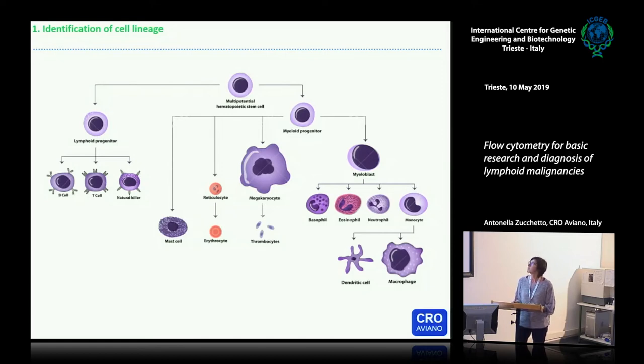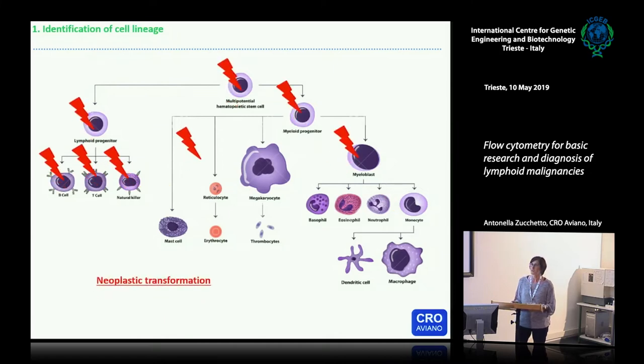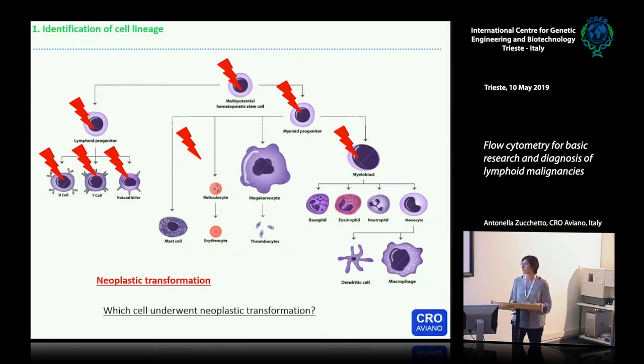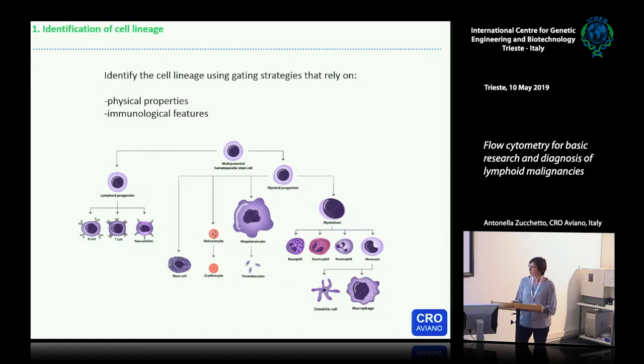So for the identification of cell lineage, these cells, as you can see, are very heterogeneous, and the neoplastic transformation can occur in all these cell lineages. So the question, when the patient presents with, for example, an increase in lymphocyte count or with masses, is in which cell the neoplastic transformation occurred. So we have, first of all, to identify the cell lineage.